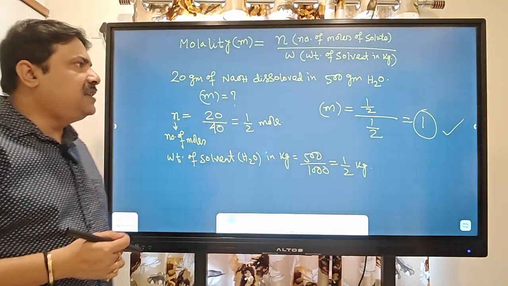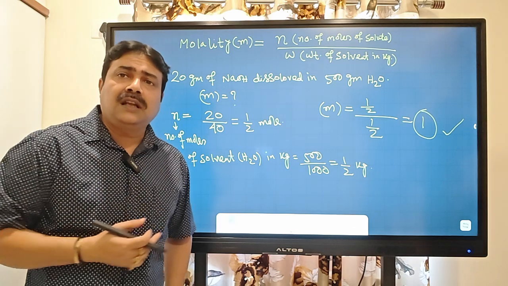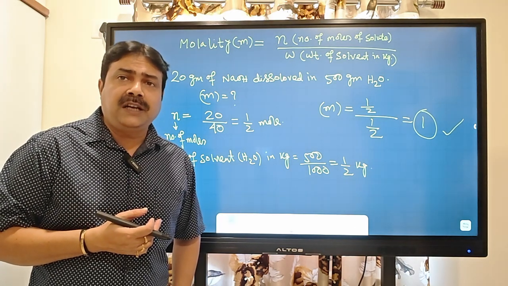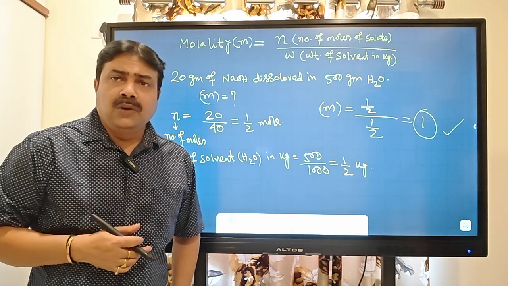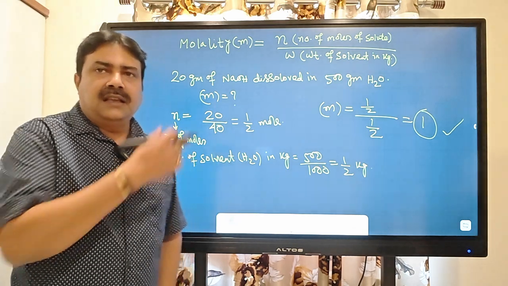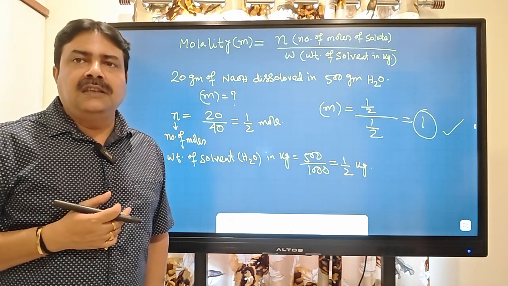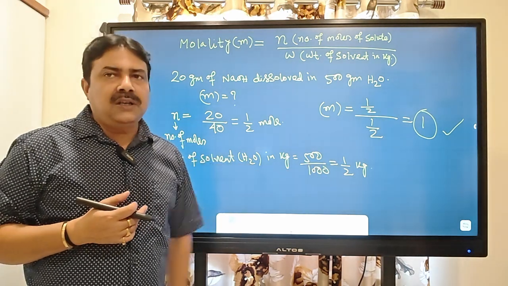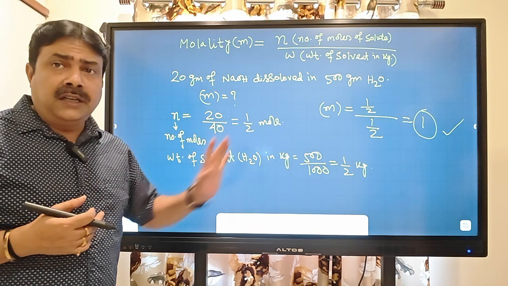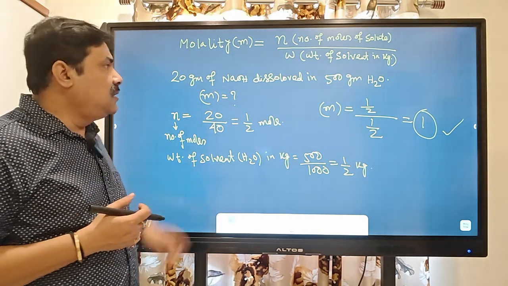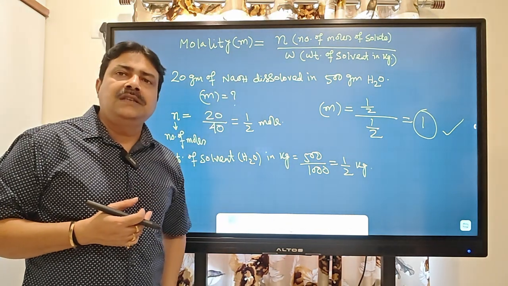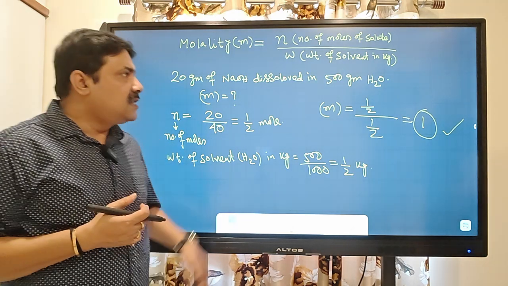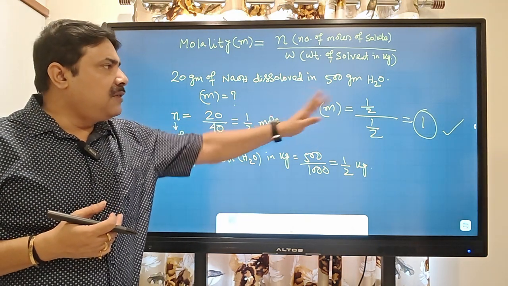To calculate this, what did we do? First I found the number of moles in terms of mass: given weight of solute in gram divided by molar mass of solute in gram. The solvent weight was given in grams, so for conversion to kg we divided by 1000. Then we got the weight of solvent in kg. Then molality, as per the definition, is the number of moles of solute divided by the weight of solvent in kg. That only I did, half by half, which is 1.